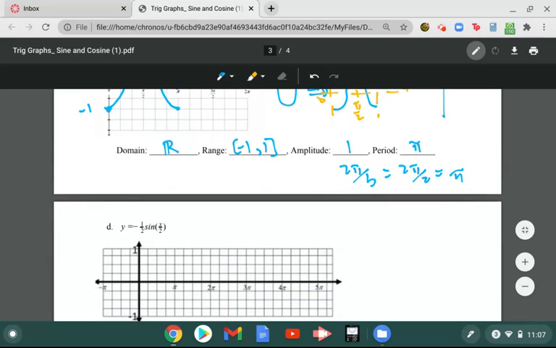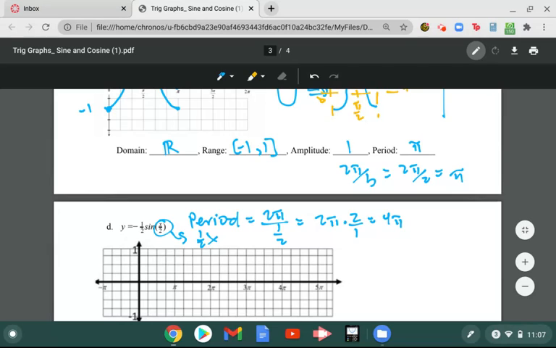This one also has a change of period, part D. So for this one, my period is going to be the original sine period of 2 pi divided by, this is actually a 1/2. So I can think of this as 1/2 x. So divided by 1/2. 2 pi, I'm going to reciprocate that guy. So I get 2 pi times 2/1, and I end up with a period of 4 pi.